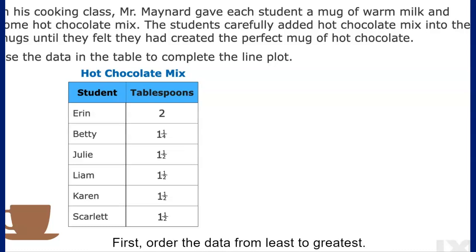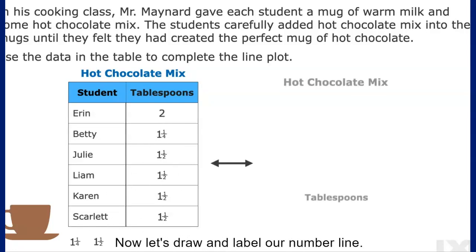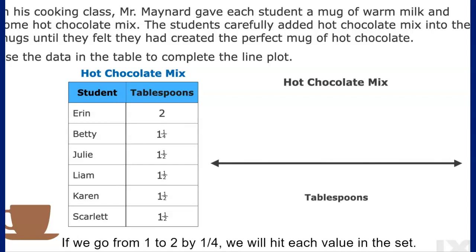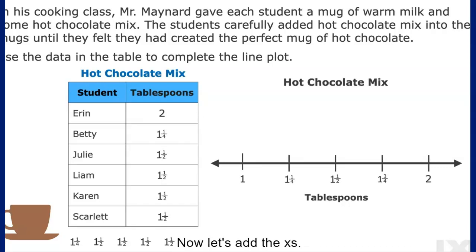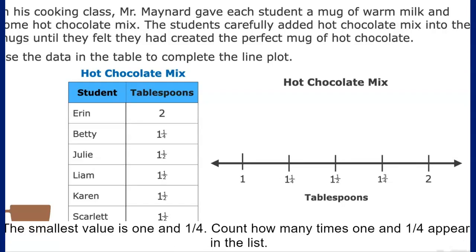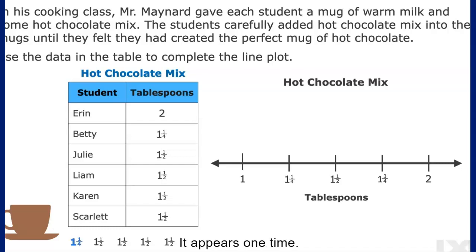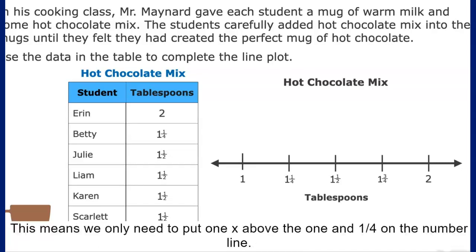First, order the data from least to greatest. Now, let's draw and label our number line. If we go from 1 to 2 by fourths, we will hit each value in the set. Now, let's add the x's. The smallest value is 1 1/4. Count how many times 1 1/4 appears in the list. It appears one time. This means we only need to put 1 x above the 1 1/4 on the number line.